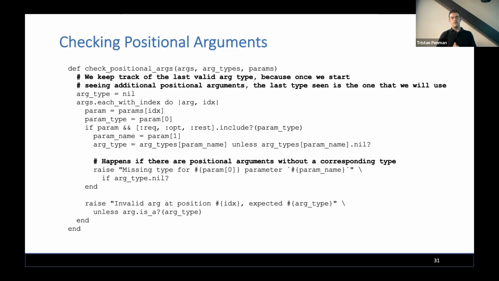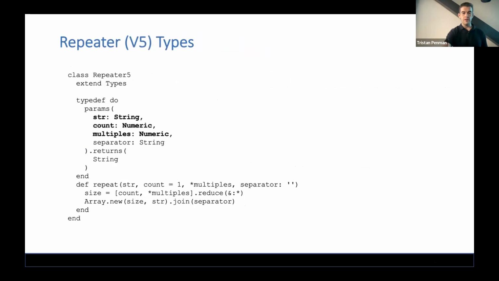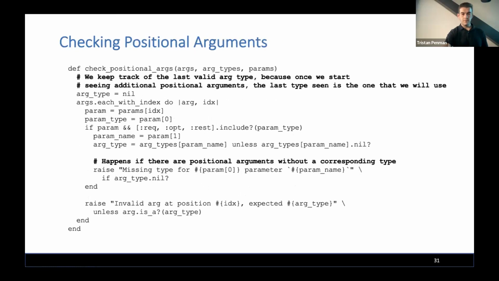Now, if you imagine that we've got 3 arguments for our repeater, and just to remind you what those are, the 3 arguments would be string, count, and then we'll just say 1 argument for multiples. So we can imagine we would iterate over the argument list and we would get 3 elements from that argument list. First one's a string, the second one is numeric, and then the third one will also be numeric. And each time, the first one we'll see is required, the second one we'll see is optional, and then we'll see that the third one is a rest argument. Now that's fine for all of those 3, because the references that we find in params will all make sense.